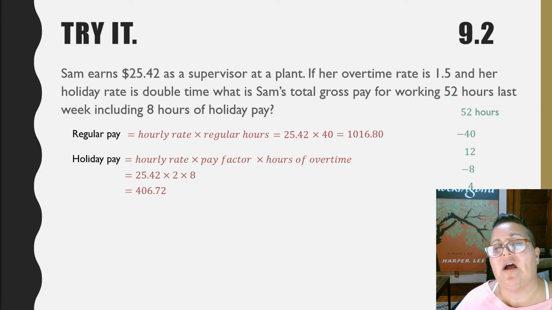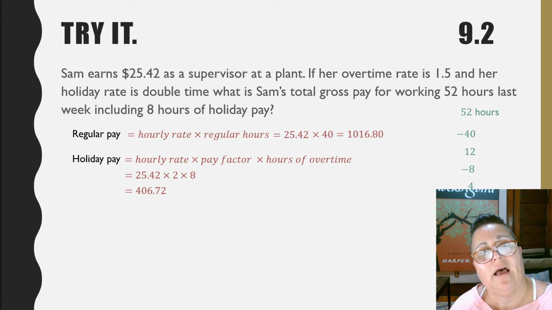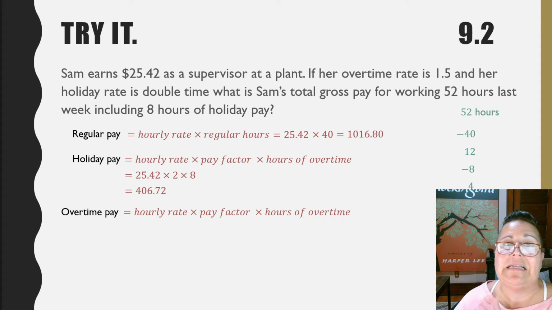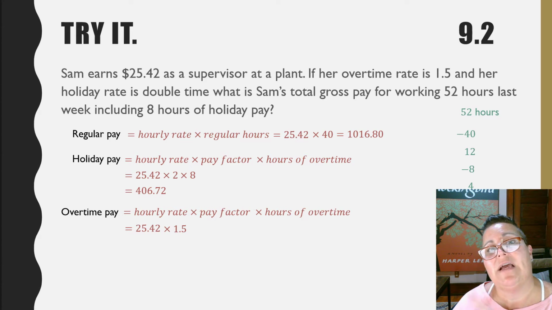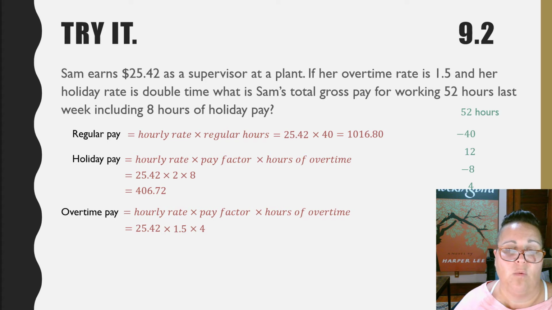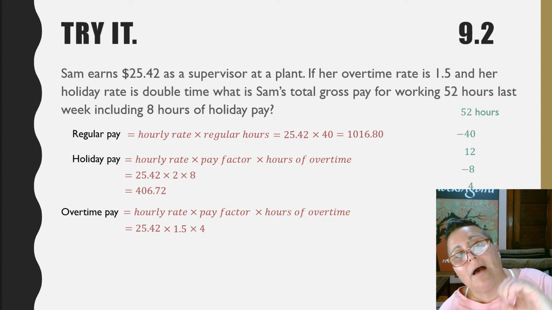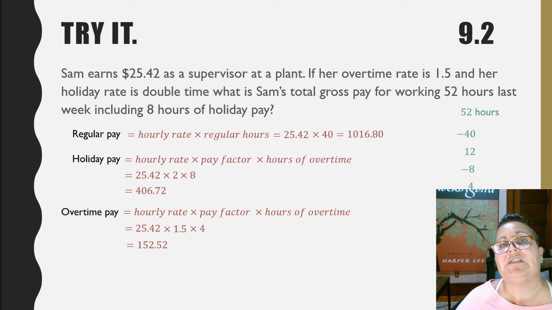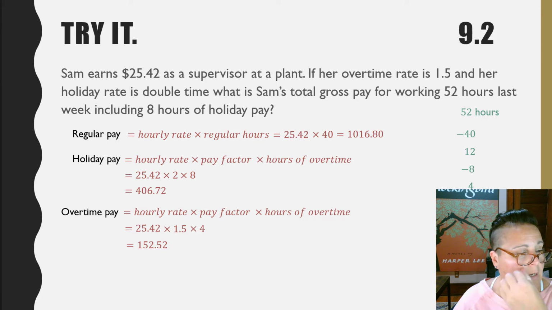We still have 4 hours unaccounted for. Those 4 hours are above the regular, but they're not holiday. So they fall into simply overtime pay. Overtime pay is the same basic structure as holiday, only our pay factor is changing here. Our hourly rate is still $25.42. Our pay factor now is 1.5. The hours worked at that rate are 4. So I can now account for those 4. I have 0 hours left to account for, and I know that that overtime pay, $25.42 times 1.5 times 4, is $152.52.